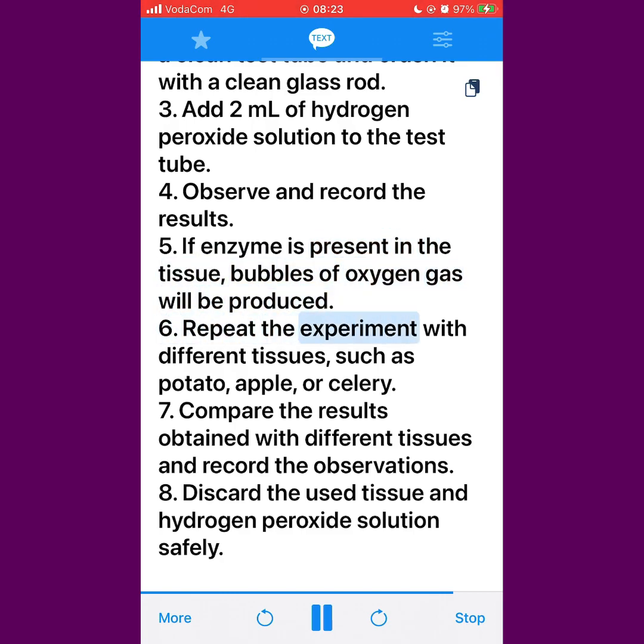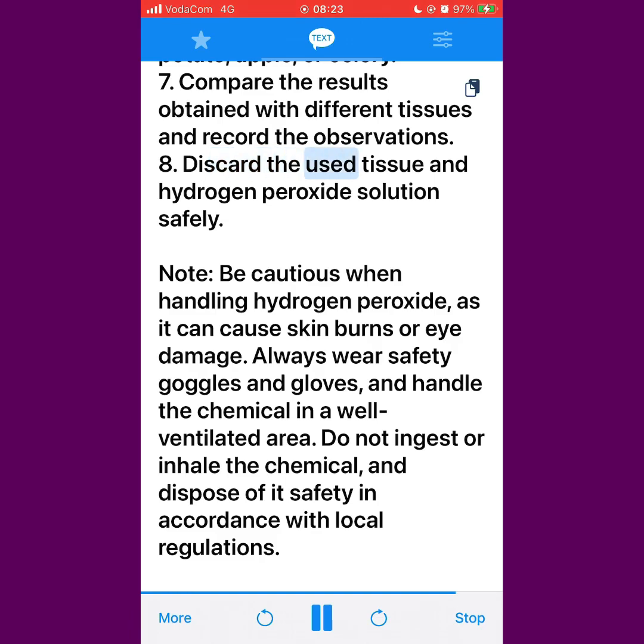6. Repeat the experiment with different tissues, such as potato, apple, or celery. 7. Compare the results obtained with different tissues and record the observations. 8. Discard the used tissue and hydrogen peroxide solution safely.